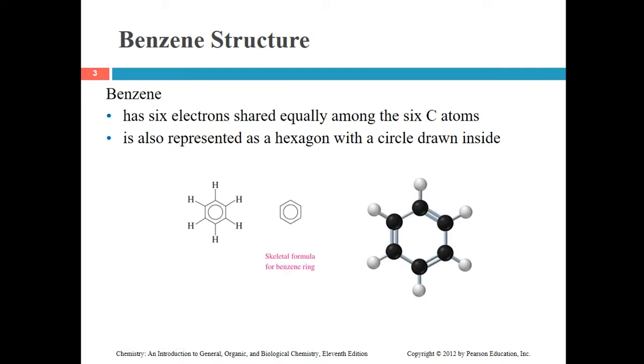Since the benzene has these 6 electrons shared equally among the 6 carbon atoms, and these 6 electrons are in an unhybridized p orbital, which is kind of a ring above the molecule or below it, it really could be represented as a hexagon with a circle drawn inside. And actually, it's probably more accurate than the other representations. But this is why you will see this skeleton formula for the benzene ring used a lot.